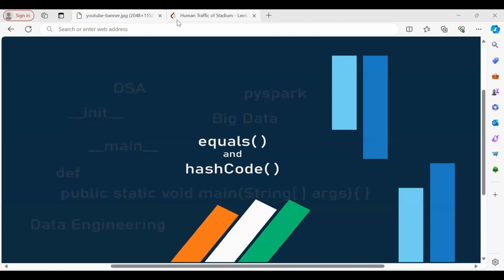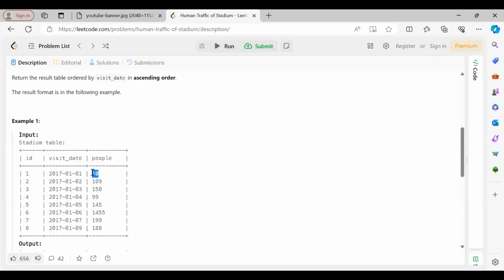So they have given the input here. Let's look at the input. The stadium table contains ID. For one, the ID is 1, the visit date is 1st of January 2017. How many people visited? 10. Similarly, 2nd of January 2017, 109 people visited. Accordingly, it is given for the first 9 days of January 2017, and how many people have visited has been captured in the people column.